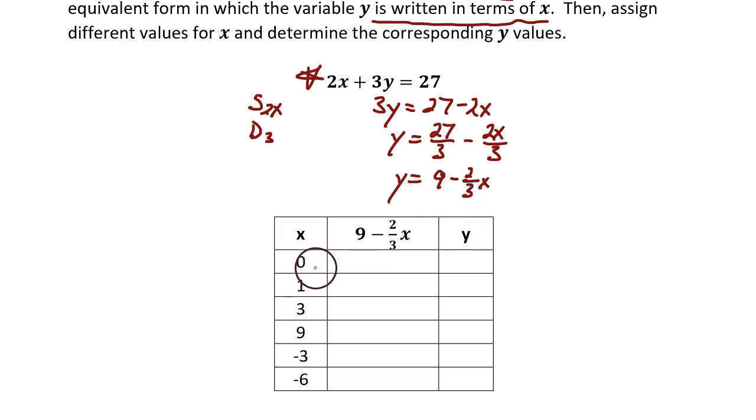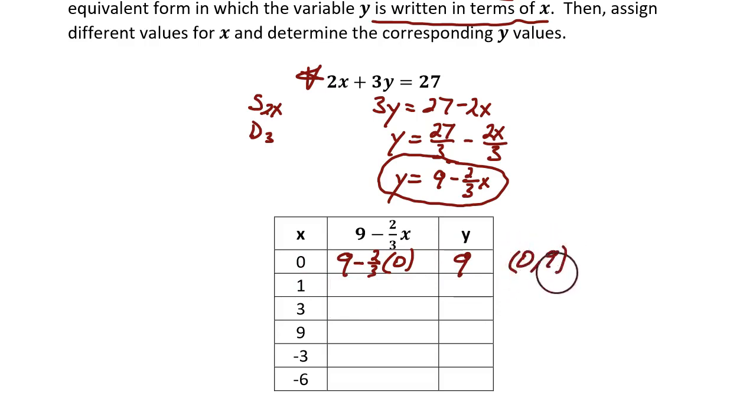Next step, assign values for x. In the chart, I've decided to assign 0, 1, 3, 9, -3, and -6, but I could have assigned any number that I wanted to for x. Let's substitute all of these values into our expression that will tell us what the value of y is. So first, put in 0. 2/3 times 0 is 0, and 9 take away 0 is 9. When x is 0, y is 9. That is the ordered pair, 0, 9.